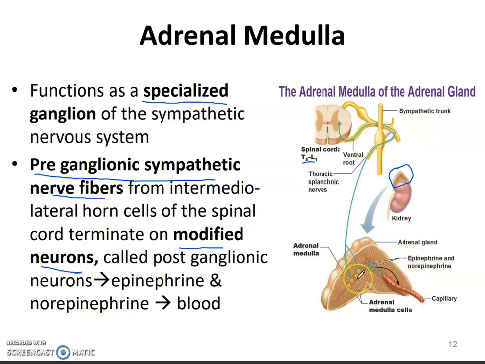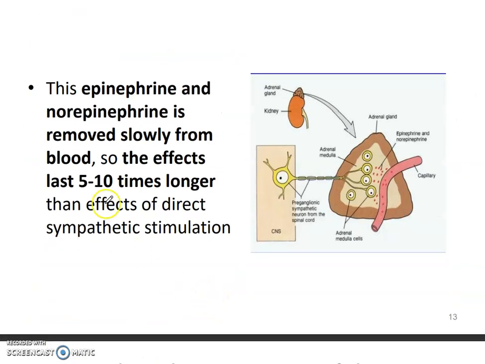And when it takes the response to the adrenal medulla cells, epinephrine and norepinephrine are released, and then they go into the bloodstream, into the capillaries. And they are taken through the postganglionic neurons, and then the epinephrine and norepinephrine are released and enter into the blood. The epinephrine and norepinephrine are removed slowly from blood, so the effects last 5 to 10 times longer than the effect of direct sympathetic stimulation, because it is removed slowly, not very fast.